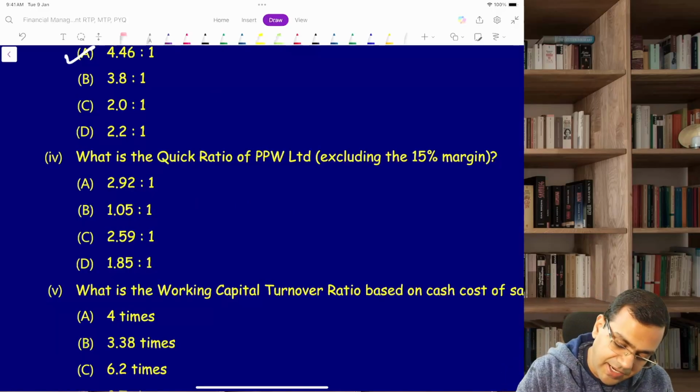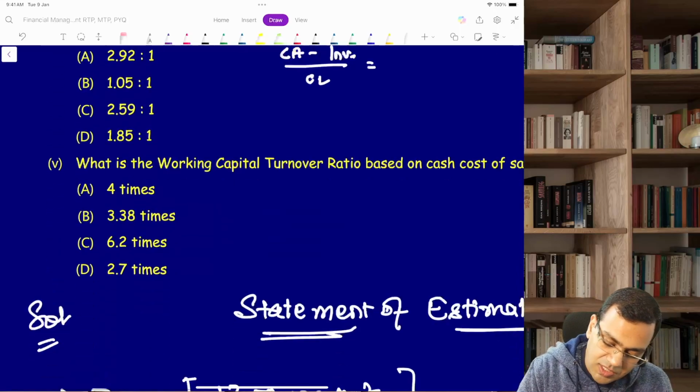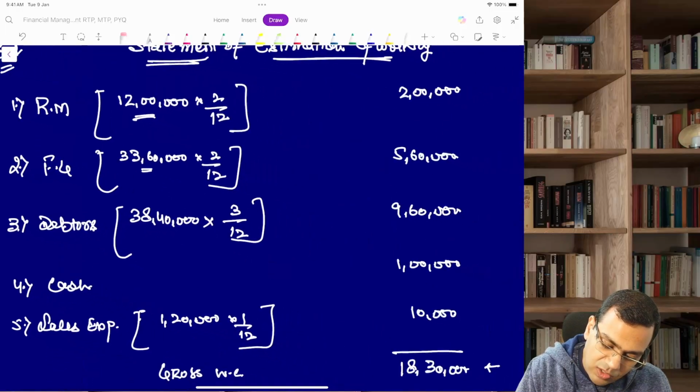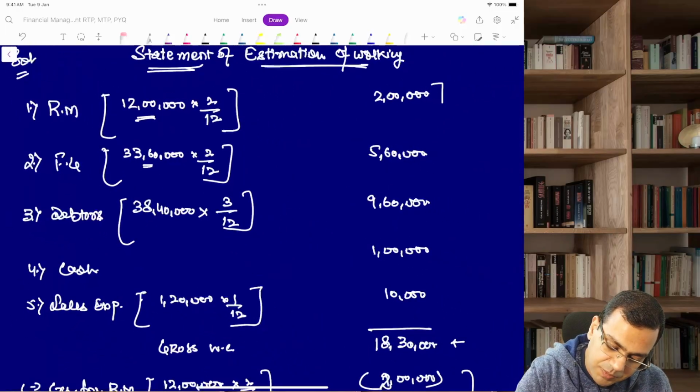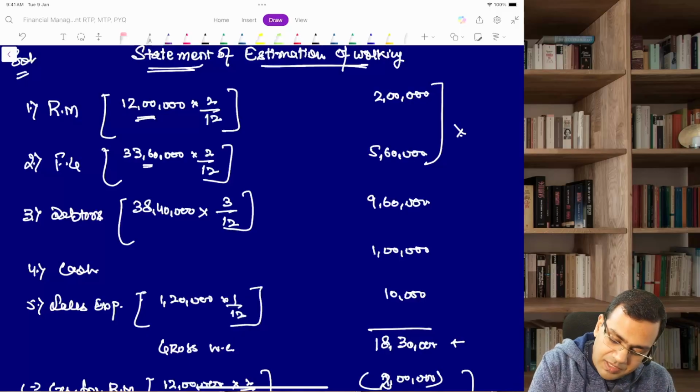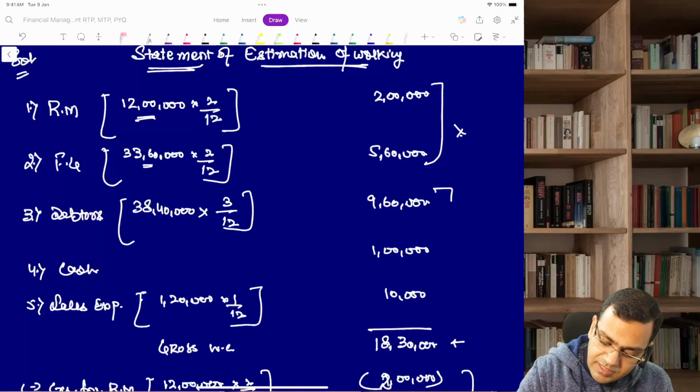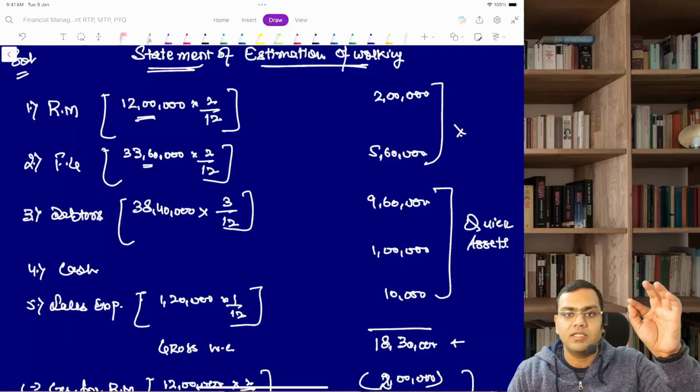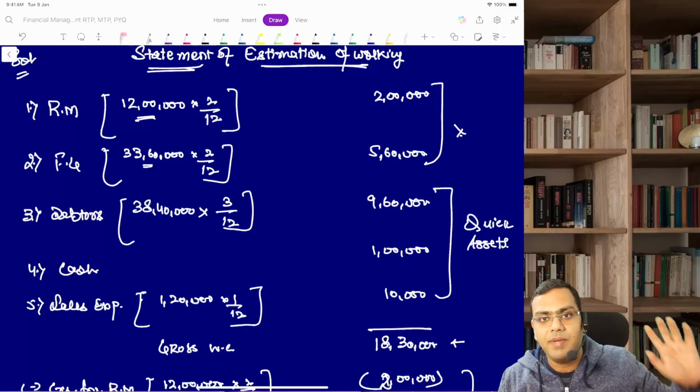Quick ratio is current assets minus inventory, divided by current liabilities. Now, if you leave out the inventory part, what is left? 9,60,000 plus 1,10,000. These are your quick assets, that is debtors plus cash plus prepaid expenses.